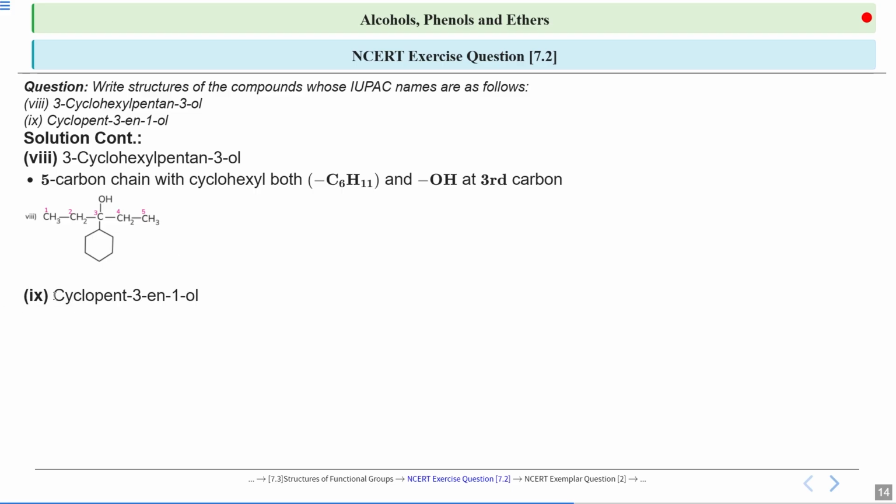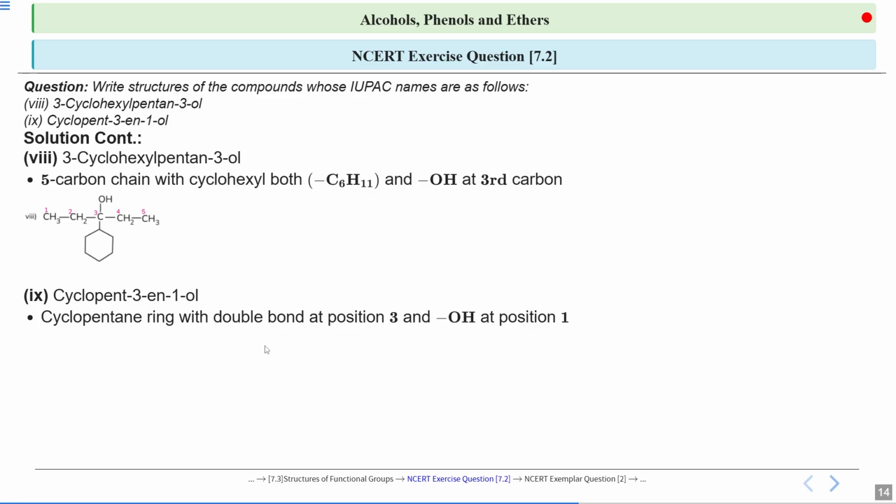Then we have the ninth compound, cyclopent-3-en-1-ol. So again we have pent and cyclo. So we have a cyclopentane ring with a double bond at the third position because it is given 3-ene. The ene suffix is for alkenes. That means a double bond between carbons. So in the cyclopentane ring, at the third carbon we have an alkene, which means at the third carbon we have a double bond.